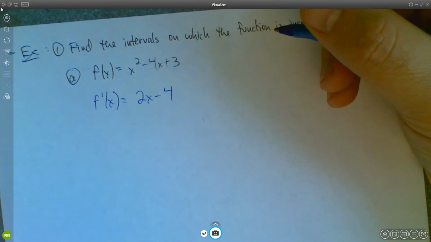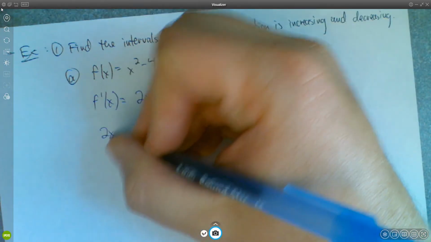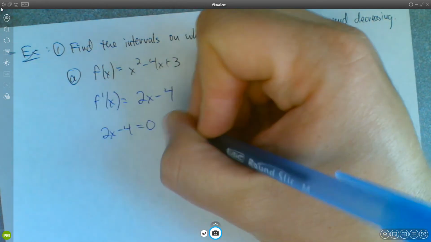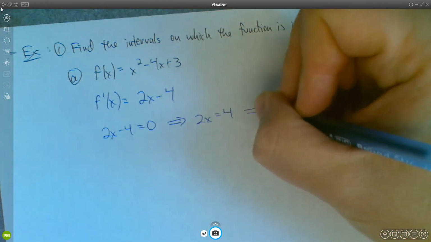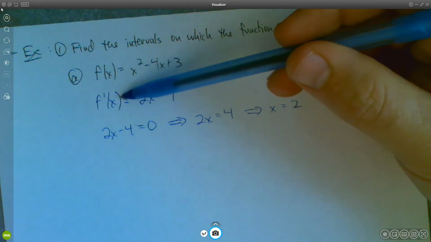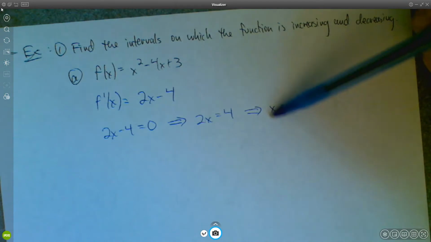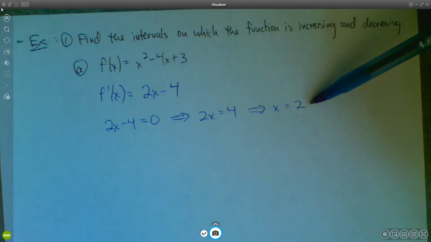So what we can do is set this equal to 0 and solve. So we're going to say 2x minus 4 equals 0. Implies that 2x equals 4, which implies that x equals 2. So f prime is equal to 0 right at x equals 2, and that's the only place where it equals 0. So everywhere else it's either positive or negative.